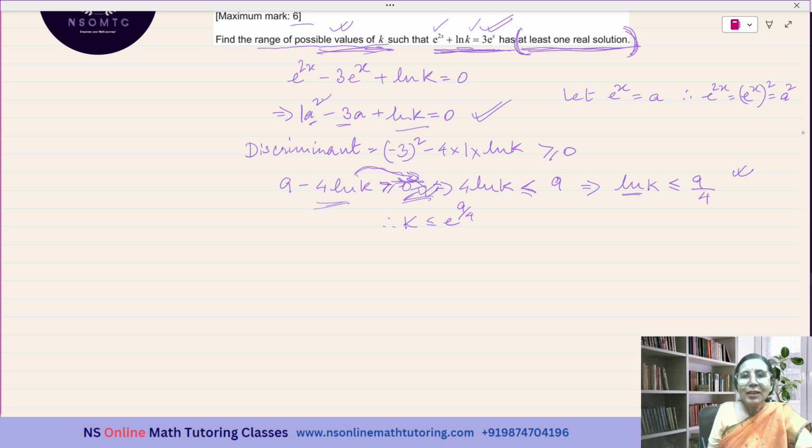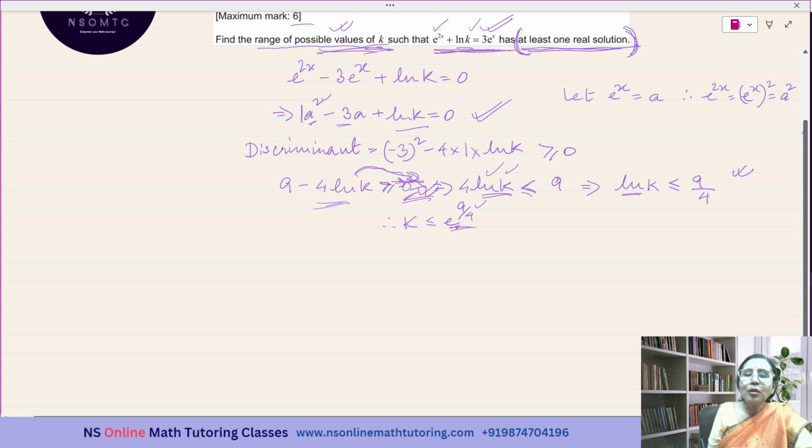Okay. But is this the entire solution set of k? No. Because can k be a negative number? e is a positive number, and any positive number raised to the power of 9 over 4 will be a positive number. So k is less than some positive number. That means k can be a negative number. k can be equal to 0, but can k be a negative number? No. k cannot be a negative number because we are having this ln of k, and we cannot have the argument of a log function as a negative number. So k cannot be a negative number.